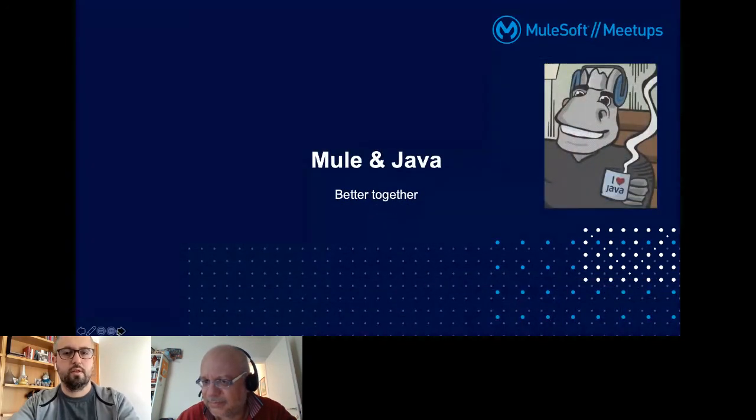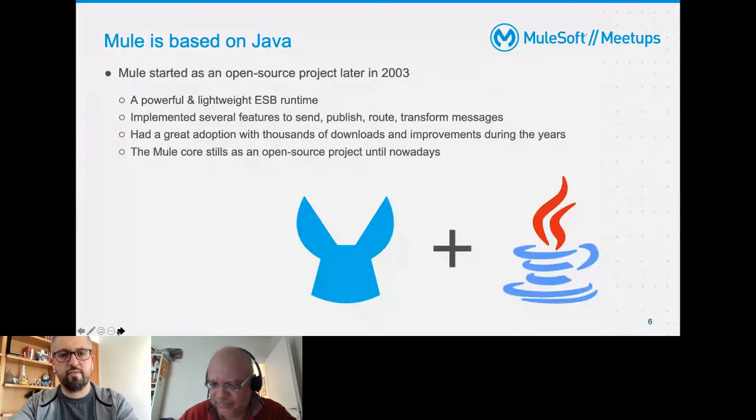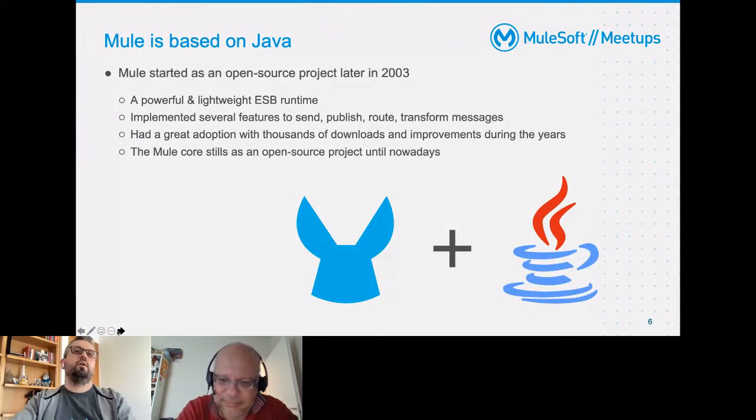Okay, so some background about Mule and Java. Mule started as an open source project in 2003. Ross Mason, the founder of MuleSoft, was a Java developer, and he was tired of doing the donkey work, as he said.